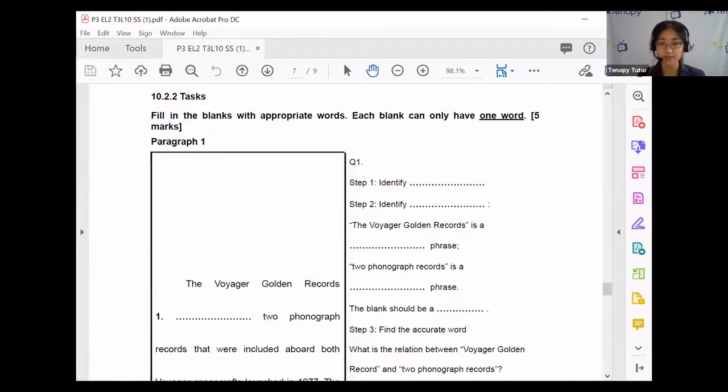So what does that mean for us? That means we will have to start practicing how to think of the words that could fit into the blank. Not just identifying which is the correct one, but thinking of what kind of words are suitable for the blank.